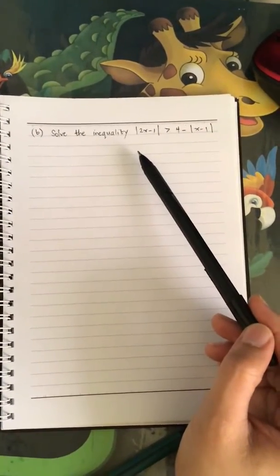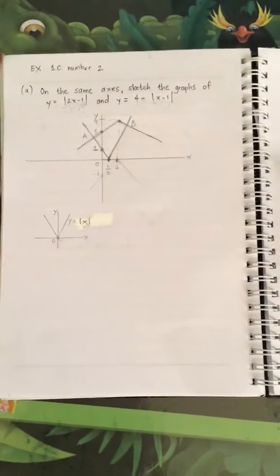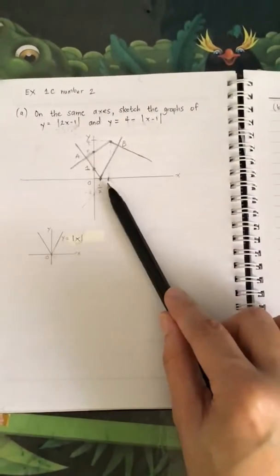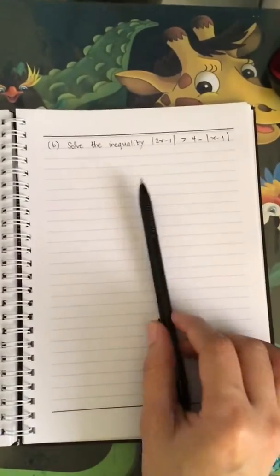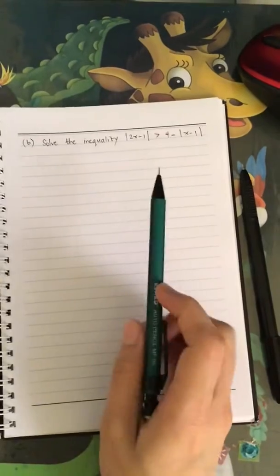So this is in connection to part A. This is what we have done so far earlier for part A. This is our answer, so we can use this to do part B. Right. So solving this inequality, how is it connected to the graph?